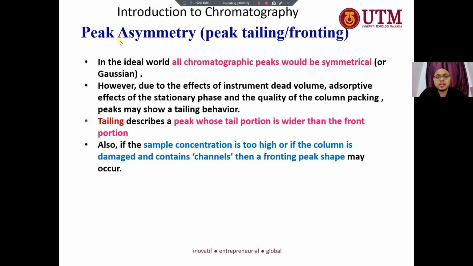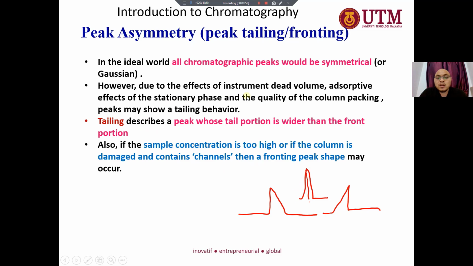Okay, let's go to the peak asymmetry. Peak asymmetry can be divided into two: peak tailing and fronting. Tailing is something like this. The broadening is at the end side. For peak fronting, the broadening is at the front side. In the ideal world, all chromatographic peaks should be symmetrical.